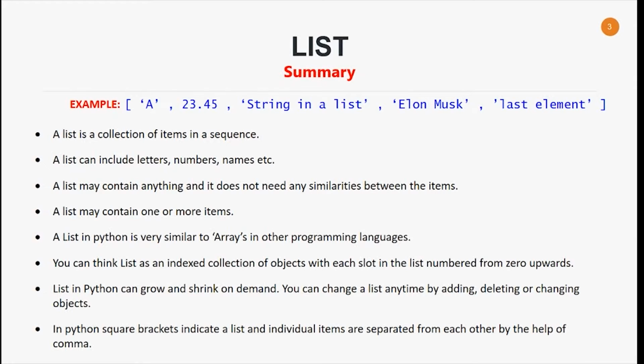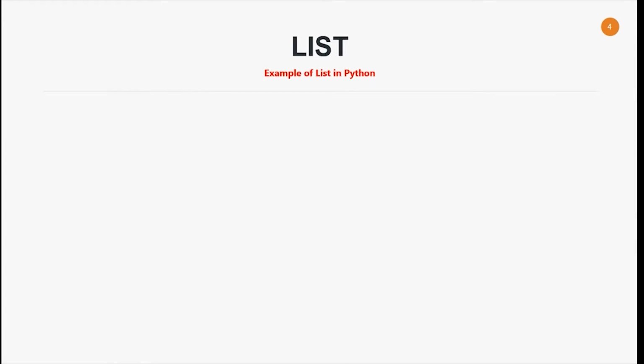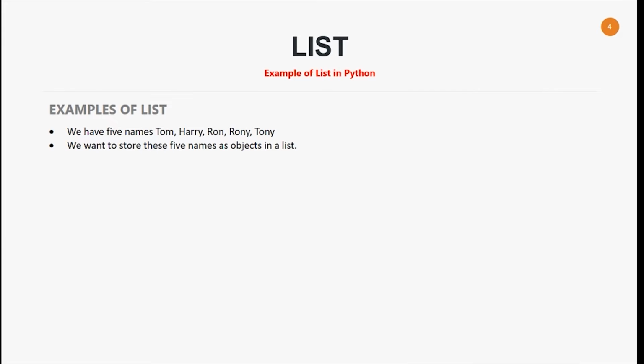So speaking about the syntax of a list in Python, the list is enclosed in between square brackets and every element of the list is separated with the help of commas. Let me give you an example of what a list in Python looks like. For that, we'll be taking 5 names as elements. Those are Tom, Harry, Ron, Ronnie, and Tony. I know those are funny names. Now we want to store these 5 names as objects in a list, and for that we'll have to assign a variable to store a list. Let's say we take the variable as names.